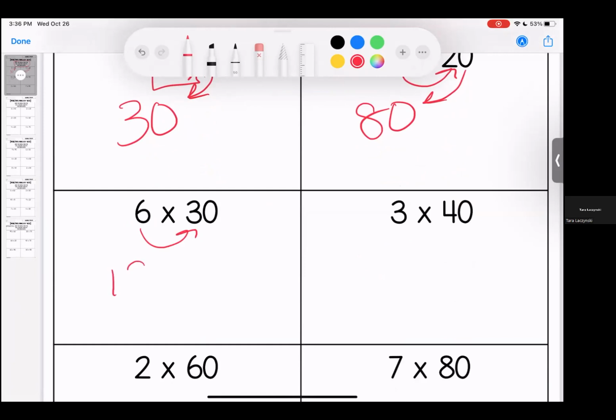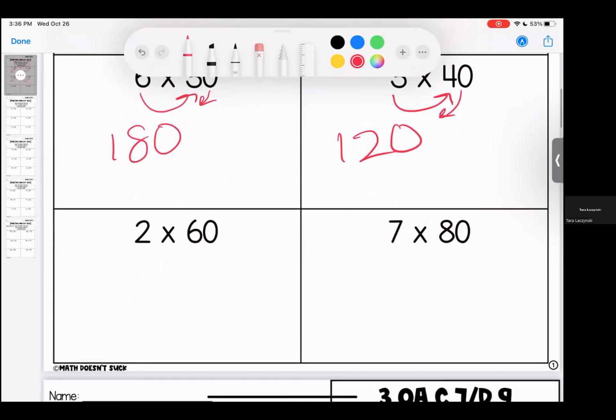6 times 3 is 18. We bring our zero. 6 times 30 is 180. 3 times 4 is 12. Bring your zero. 3 times 40 is 120. 2 times 6 is 12. We have a zero. So 2 times 60 is 120.